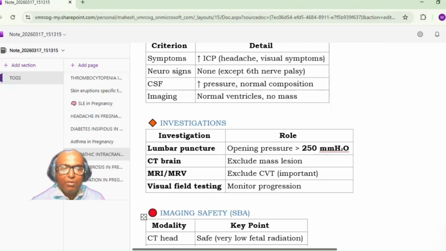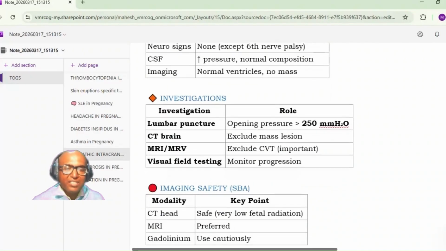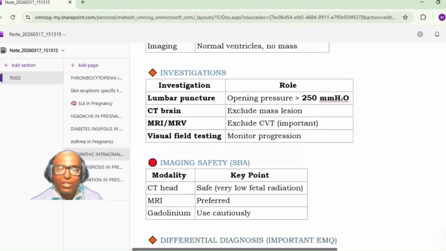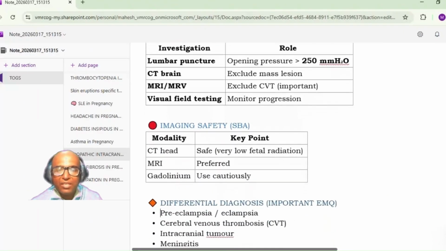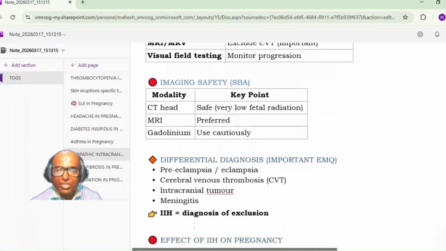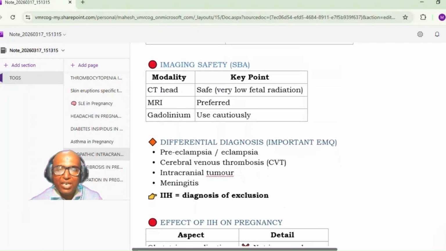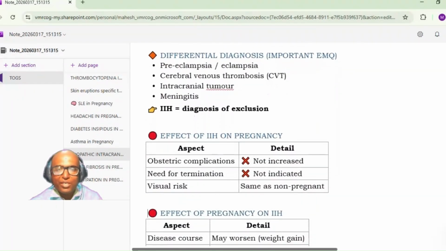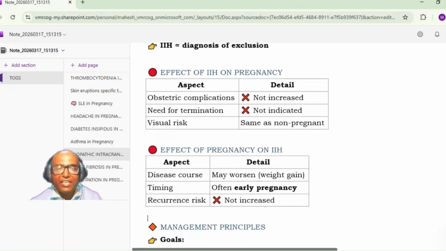What about the safety? We have already discussed along with the headache that CT head is safe. MRI is preferred, especially if you want to rule out CVT. Gadolinium can be used during pregnancy, but one should be cautious. Differential diagnosis: preeclampsia, eclampsia, CVT, intracranial tumor, meningitis. So IIH is a diagnosis of exclusion. Generally there are no obstetrical complications. There is no need for termination of the pregnancy. Visual risk is the same as in a non-pregnant lady.